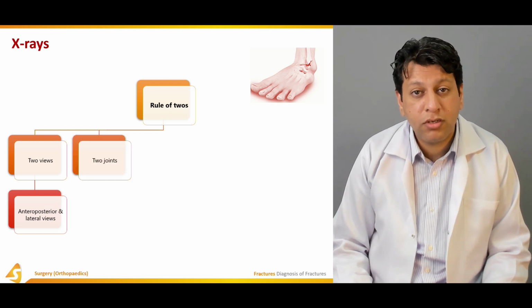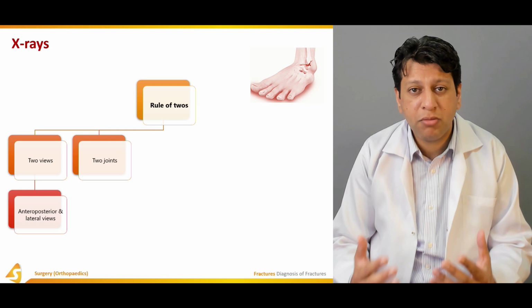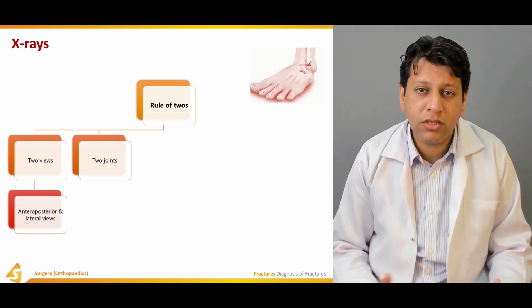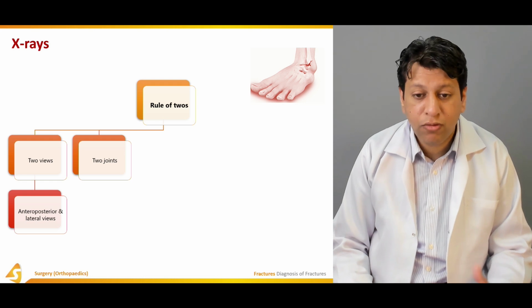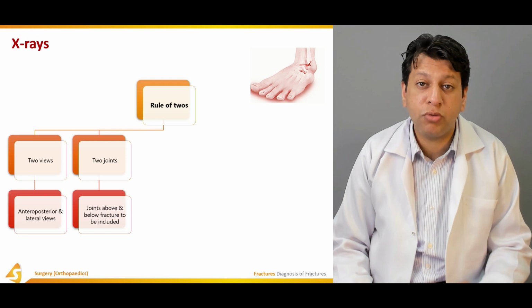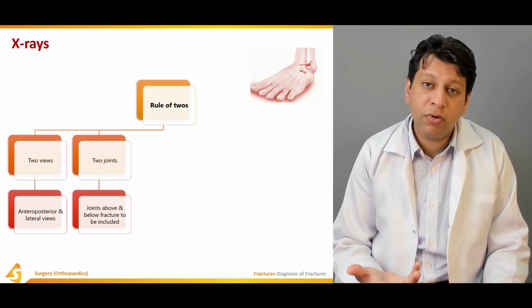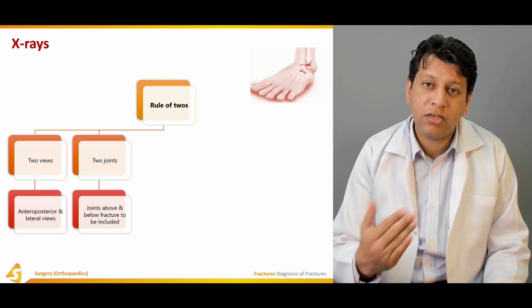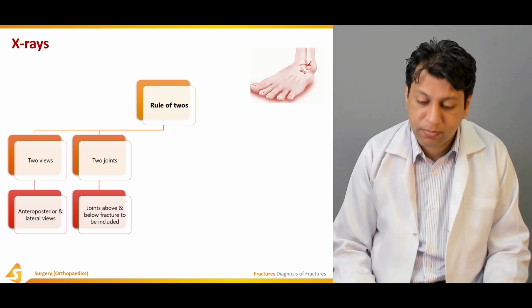And two joints. Why two joints? Because one joint above and one joint below is a mandatory thing. There may be associated injuries as well, so we have to look at the associated injuries with the joint above and joint below. The fracture should be included. So if it's a shaft of femur fracture, we must get X-rays which show the knee as well as the hip joint.